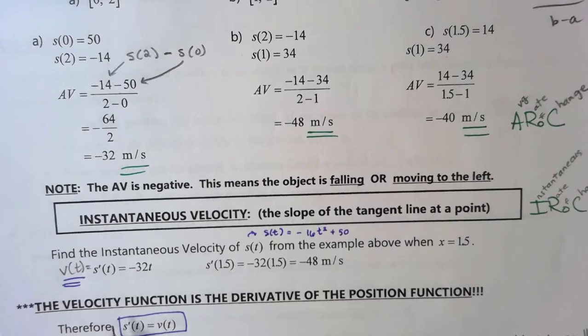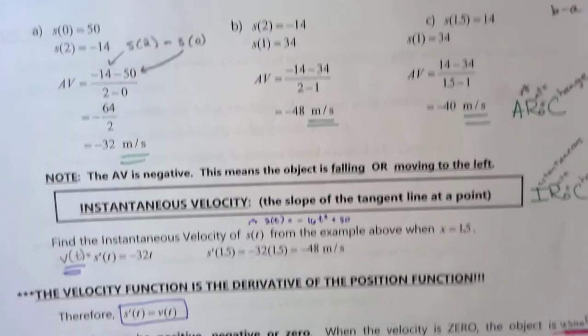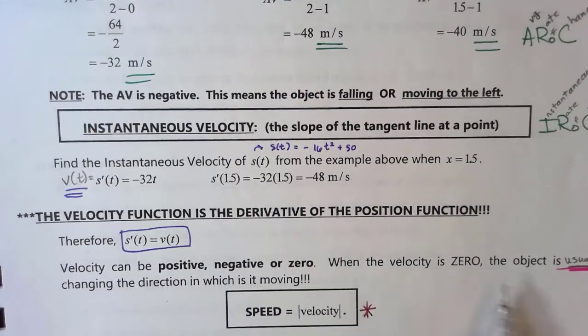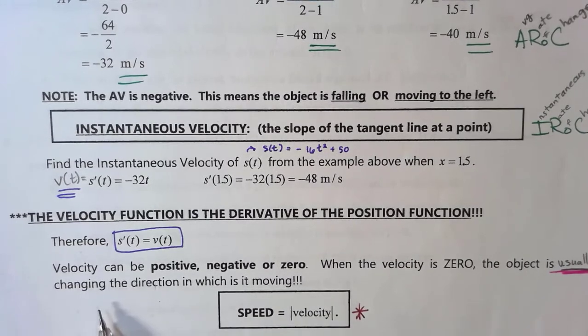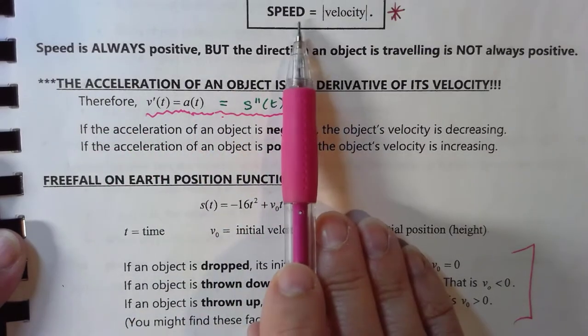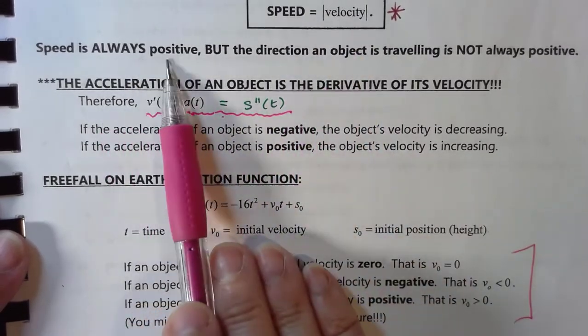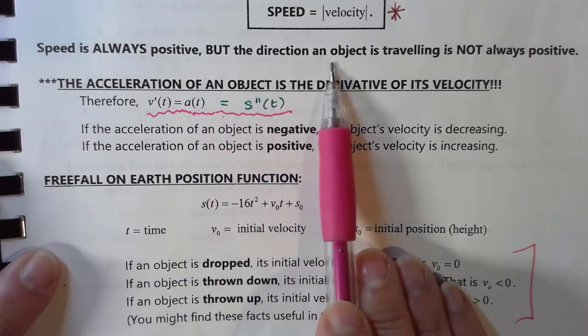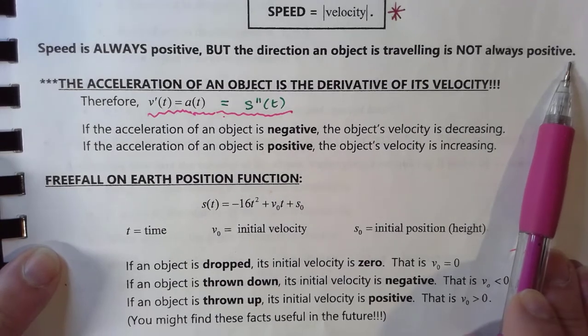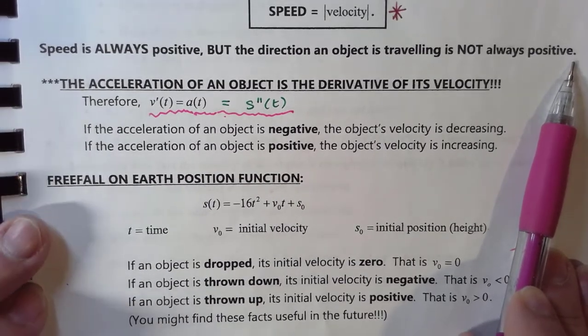The velocity function is the derivative of the position function. That is a key idea. Velocity can be positive, negative, or 0. When the velocity is 0, the object is usually, not always, changing the direction in which it is moving. And a big concept: speed is the absolute value of velocity. Since speed is the absolute value of velocity, it's always positive, but the direction an object is traveling is not always positive. Let's remember that. Velocity can be negative. It tells us the direction the object is moving.